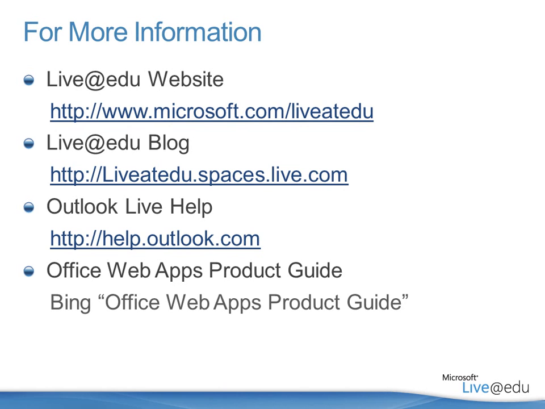This is the same place you can get to if you go to the little blue circle with the white question mark in it within the Outlook Live application itself. Both ways will take you to help.outlook.com. Also, if you go to Bing and search for Office Web Apps Product Guide, you'll get a detailed PDF on all the features that are included in our Office Web Apps applications, which are now integrated into SkyDrive.